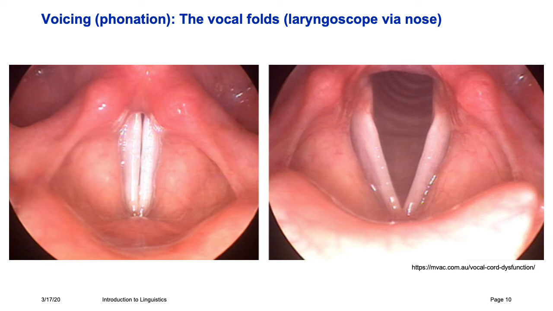On the left, the vocal folds are shut, and the vocal folds vibrate, which we perceive as voicing. On the right-hand side, they're widely apart, they don't vibrate, and there is no voicing. These would be the state of the glottis in voiceless sounds. We'll look at that in more detail later on in the distinction of English consonants.